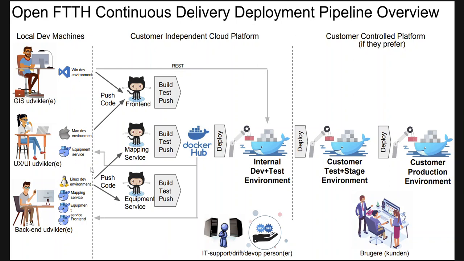And then when you're finished working on your stuff, you commit it to GitHub, or you push the code, and then this pipeline will start and build the stuff and put it into some Docker Hub or Docker registry, whatever, and then it will be deployed to an internal development environment or test environment. I call it that here. Maybe it's one, maybe several environments. I don't know yet.